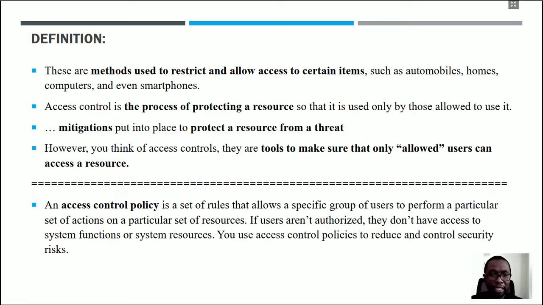So if you want to say access control, you can talk about the restrictions. But at some point, you might also want to think of access controls as tools that are utilized to allow only the required people to access a resource. So in all these, we will need some policy, and that's why they say that access control policy is a set of rules that allow a group of people to perform some particular actions on some resources while blocking or avoiding other unauthorized people from accessing these resources. So these policies are very important because they control resources and they also avoid us losing our information or getting our resources compromised.